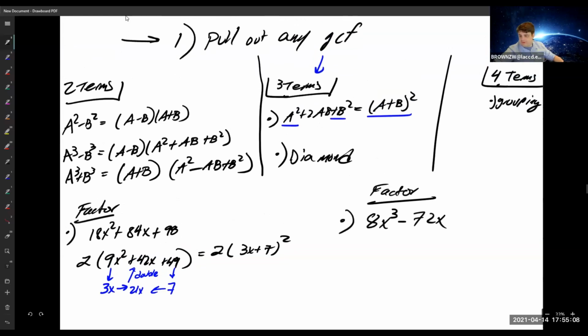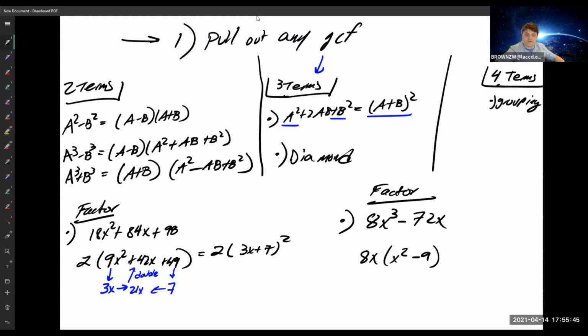Okay, so you're initially saying, oh, we've got cubes, so we must be looking at the cube formula. But 72 is not a perfect cube, and also x is not being cubed here. So the first thing is always you want to see, can we pull out a common factor? In this case, both of these terms have a factor of 8, and both of these terms have an x on them. So I can factor that out. And then that leaves me with an x squared minus 9.